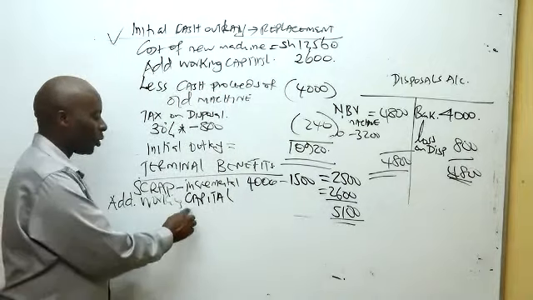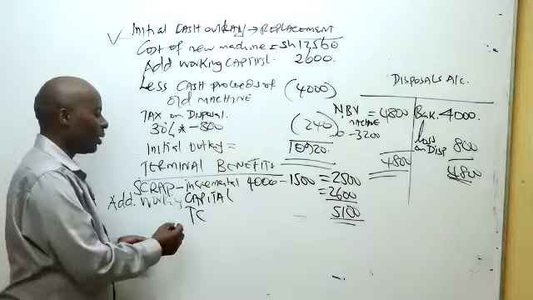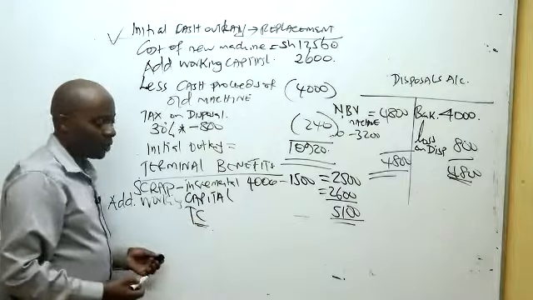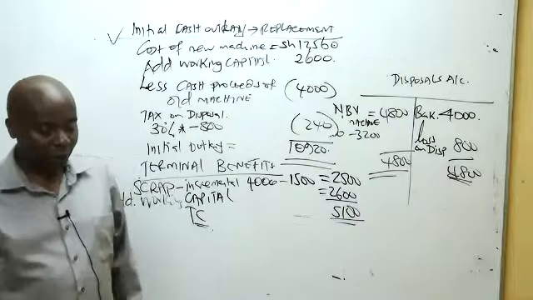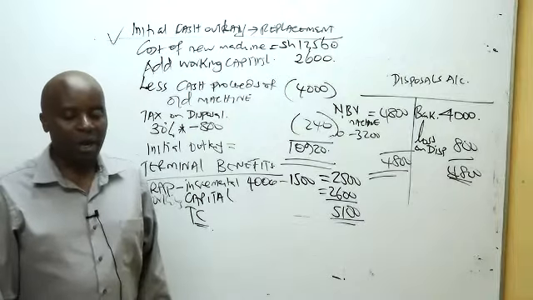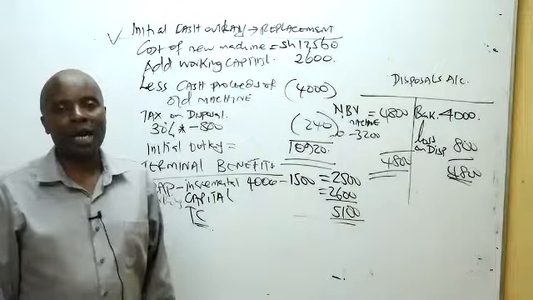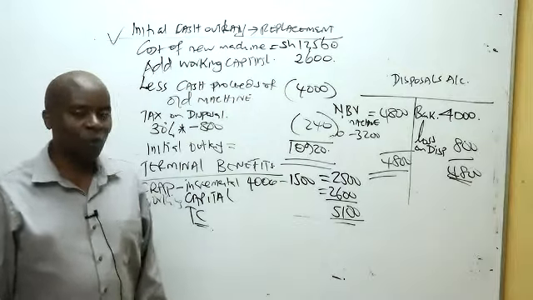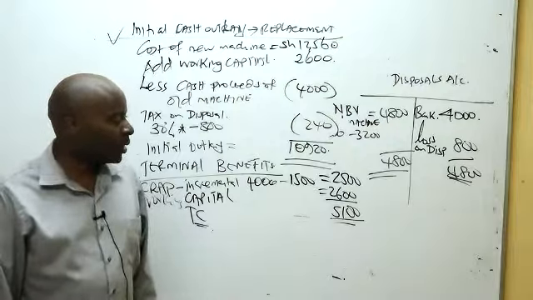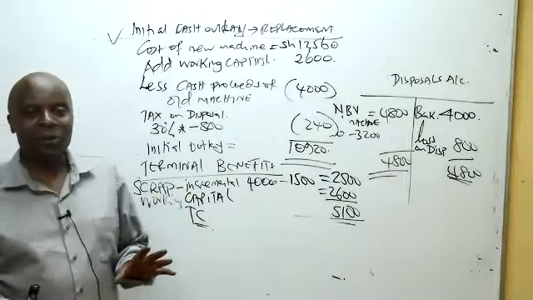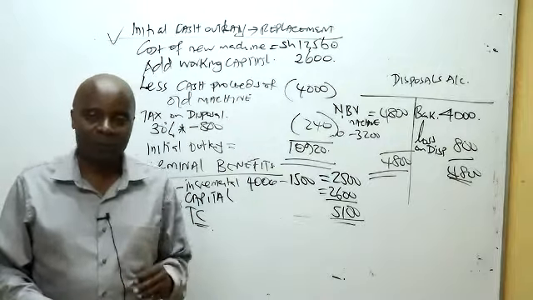So this is what we call the terminal cash flow. The terminal cash flow is 5,100. Now, we come to the gist of the question.